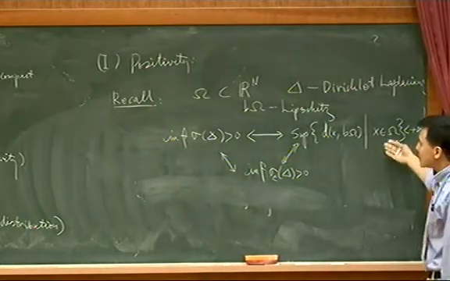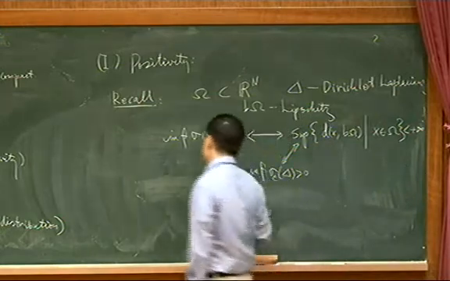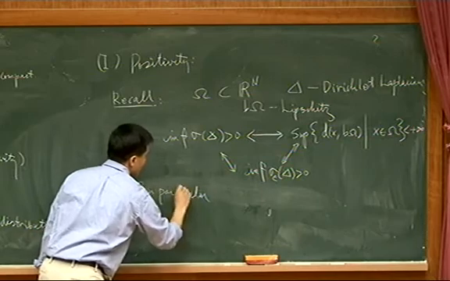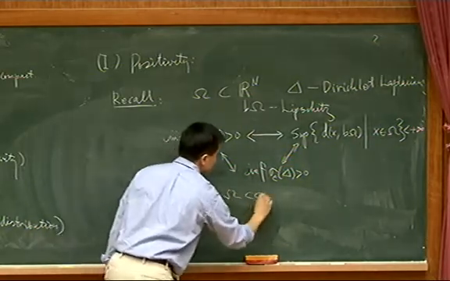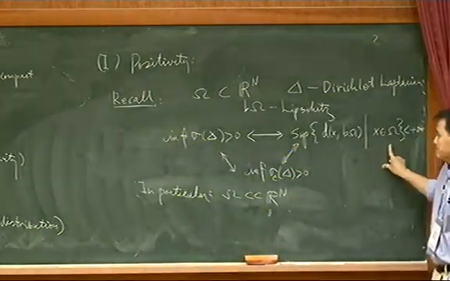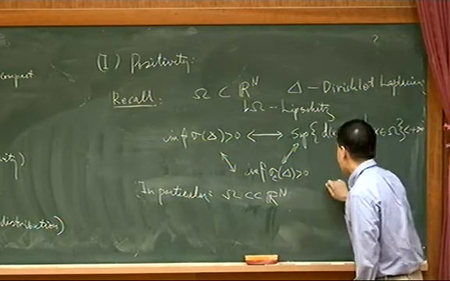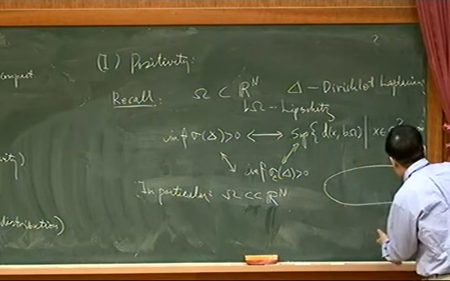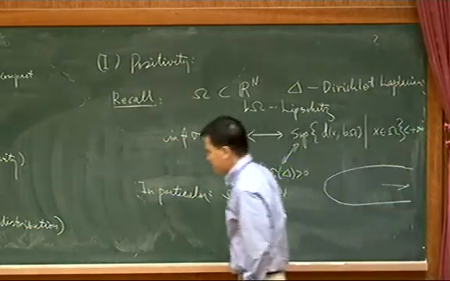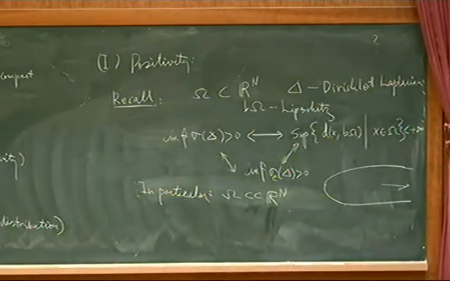In particular, when omega is a bounded domain in R^n, this of course always holds. For an unbounded domain, it could also hold as long as the domain does not open up to infinity. So this is the case when you have the Dirichlet Laplacian. Now let's look at the case where you have the dbar-Neumann Laplacian.